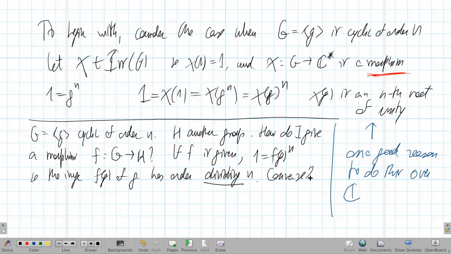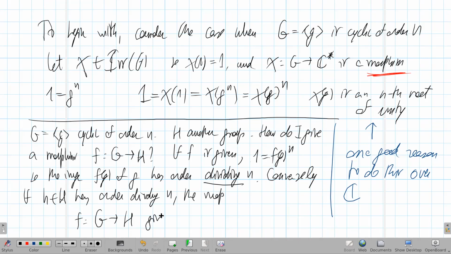Conversely, and this is out of the heuristic argument, if h in H has order dividing n, the map F from G to H given by F(g^x) = h^x is a morphism with F(g) equal to h. So let's see what I'm claiming here. On the one hand, if I have a morphism from G to H, the image of an element of order n has to have order dividing n. Conversely, if I take any element in H of order dividing n, then this map is a morphism with F(g) equal to h. Of course, F(g) is equal to h if you take x equal 1 here.